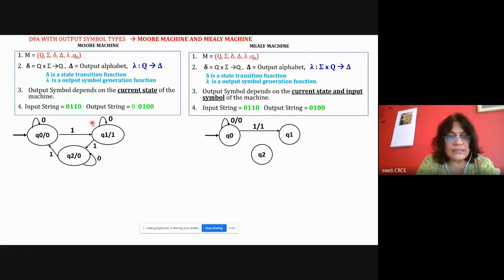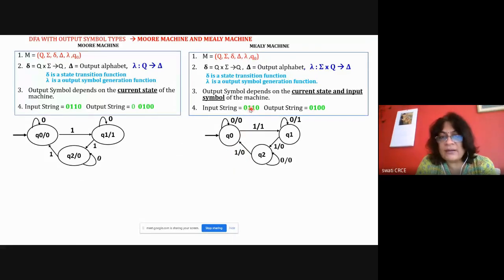Now in Q1, there is 0. So for this 0, we will remove this 1 from here and write it here. That is, with 0 input symbol, the output generated is 1. Like this, we have to repeat the process. So with 1, it will be 1 by 0 for this one. For this 0, again, it will be 0 by 0. And this one, 1 by 0, because Q0 generates 0. So like this, you will see.